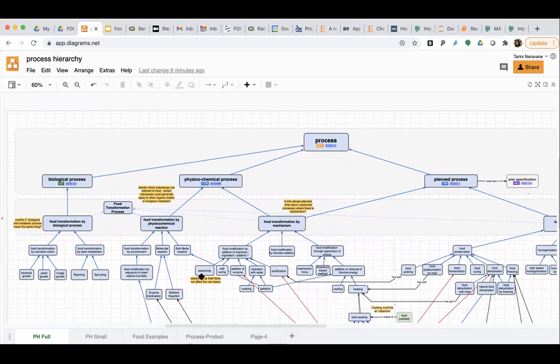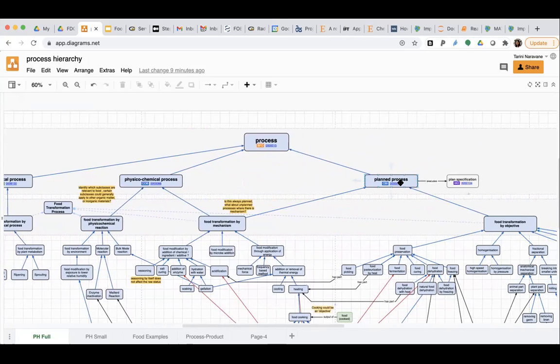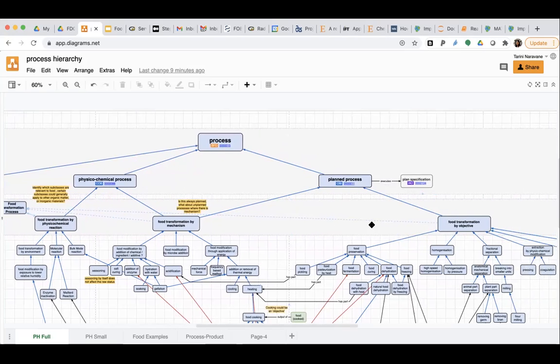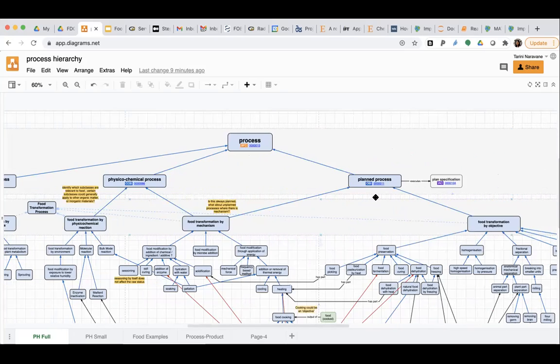So going from left to right is biological process, then physical chemical process, and then finally on the right is the plant process. So let's start looking at the plant process. As you see, there isn't an unplanned process, but anything that isn't planned could be unplanned.